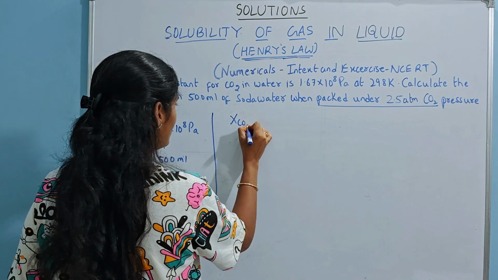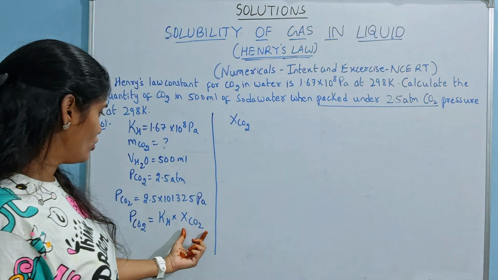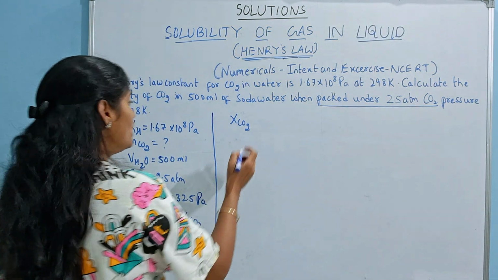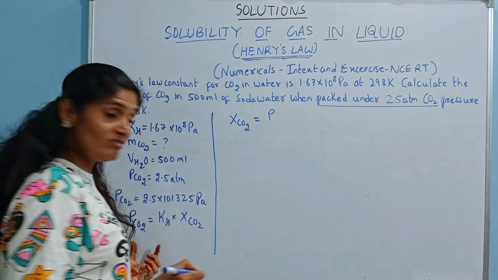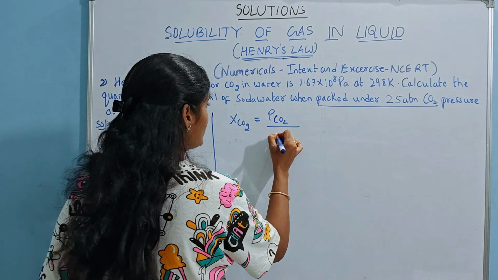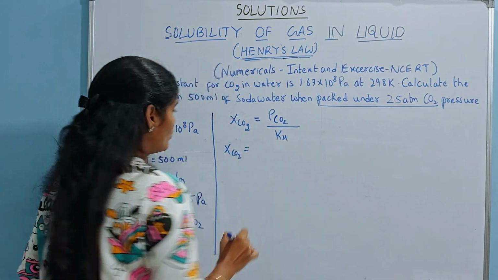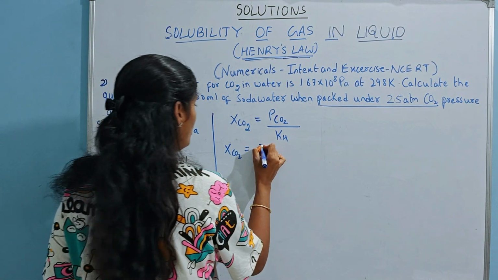Now if I rearrange the equation, first we need to find the mole fraction of CO2. So please rearrange this equation: mole fraction of CO2 is equal to pressure of CO2 divided by Kh, which is my Henry's constant.